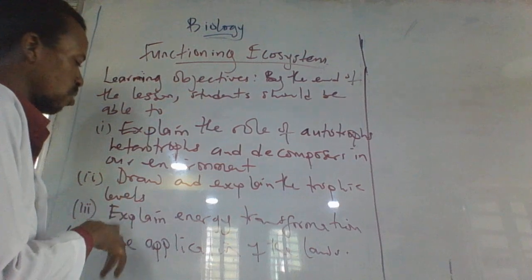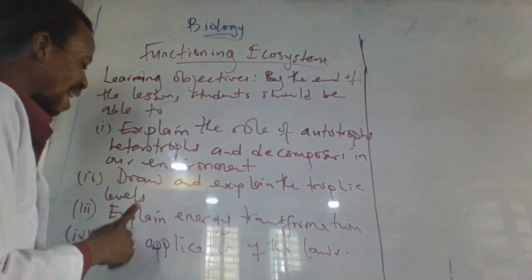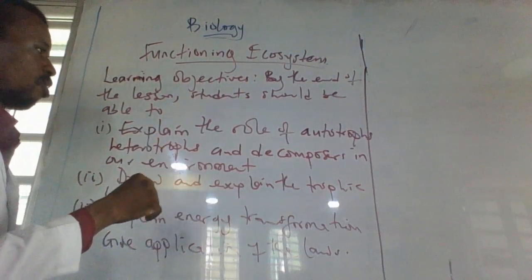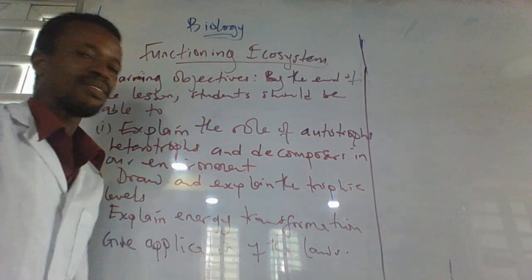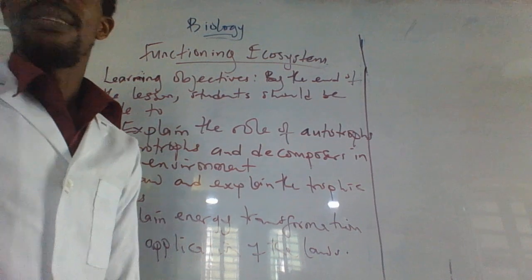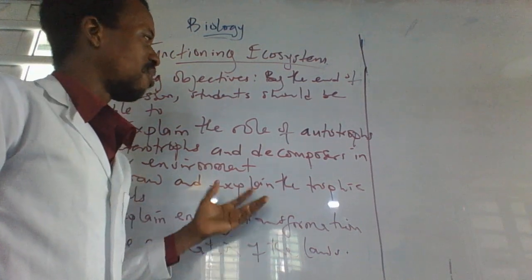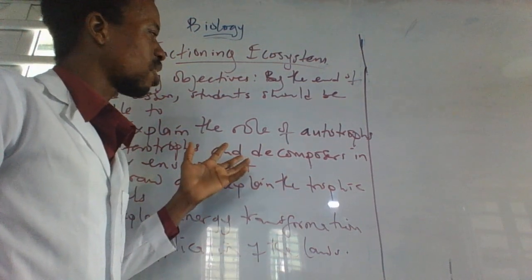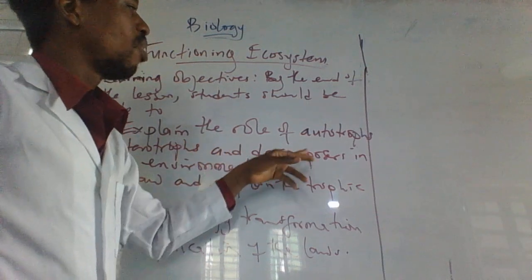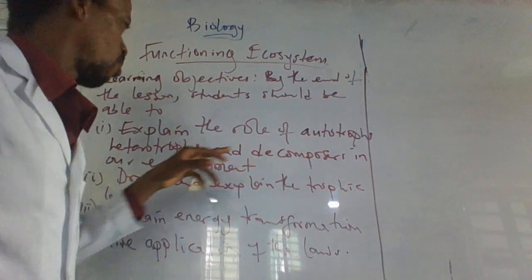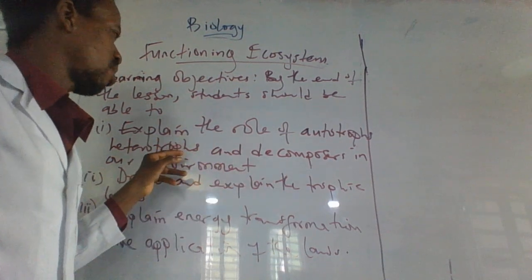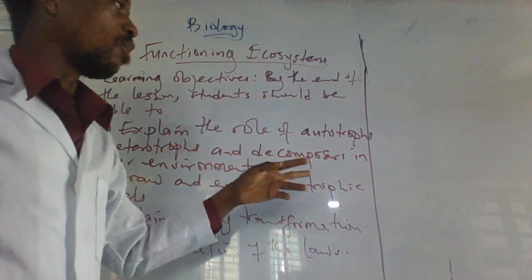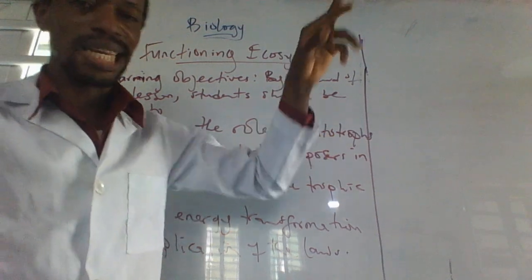draw and explain the trophic levels, explain energy transformation, and give application of the laws. Right now, start with the role of the... before that, we know that the feeding relationship is very important in this, because of how the autotrophs provide food for the heterotrophs and also how the decomposers work on this to return it back to the producer and the heterotrophs.